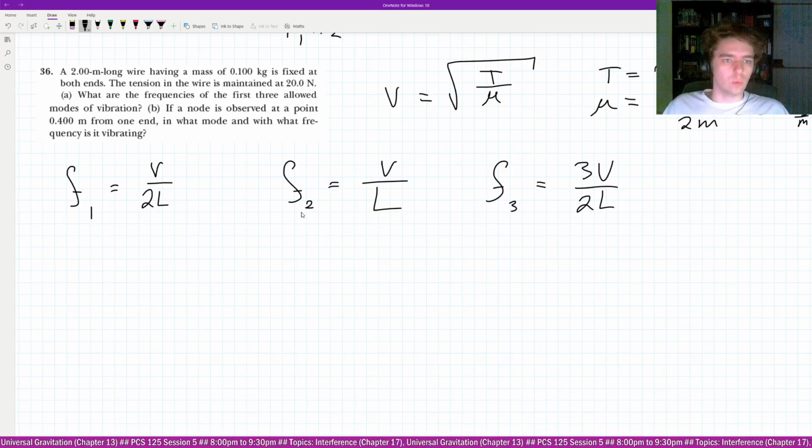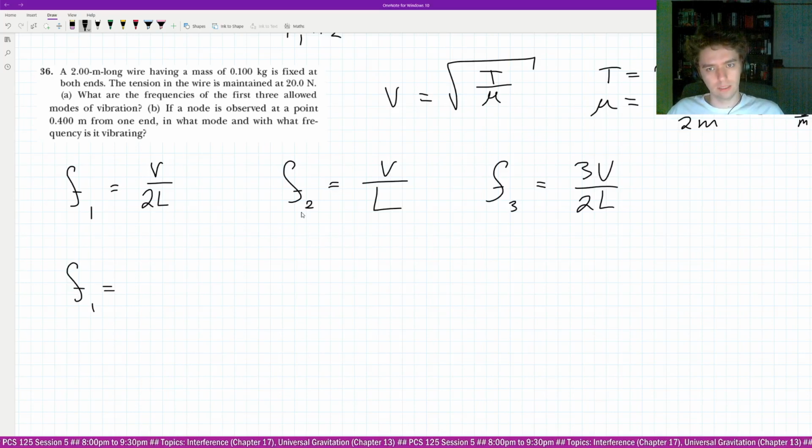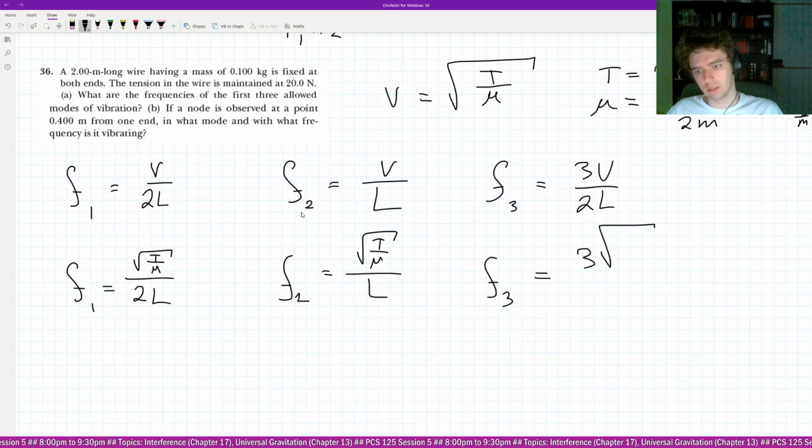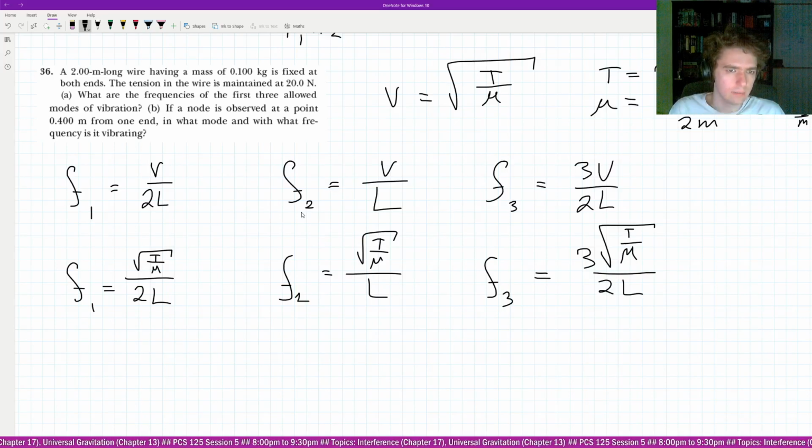Okay. So what are the frequencies? Well, we just plug it in, right? So we just say that F1 is the square root of the tension over the mass density over 2L, which is something we can plug in. Here we do the same thing. The square root of the tension over the mass density over L, and it said the first three, right? Yeah. And then the next one is 3 times the square root of T over mu over 2L. I have a feeling something more complicated is about to happen, so let's see what we get as numbers here. If something else happens, then we do it. If not, it's just a very simple question.